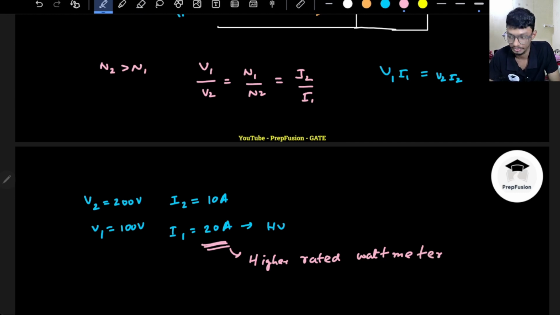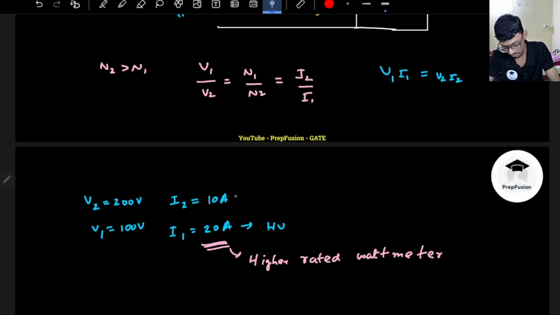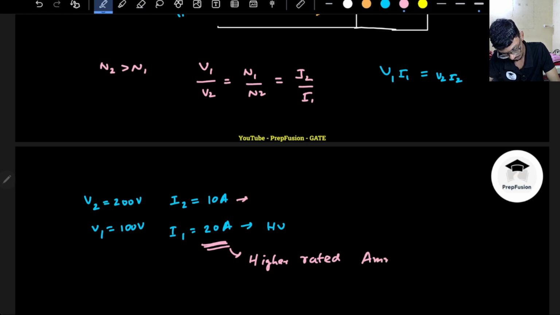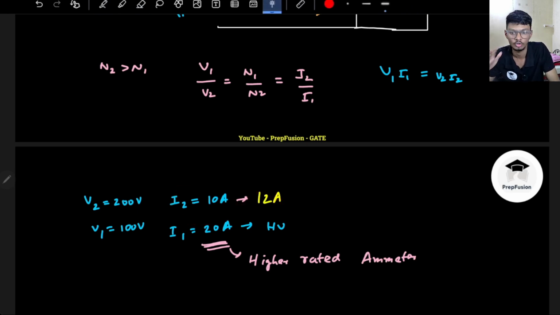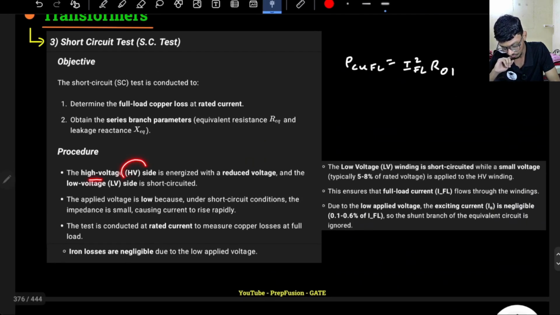I will need higher rated wattmeter. But here, I will not need higher rated wattmeter. Sorry, not wattmeter, I will need a high rated ammeter. But here if I perform it, the ammeter rating will be around 12 ampere, something like that. So I save on cost, and of course I don't have to pass that huge amount of current, I have to pass a low amount of current. So that is the advantage basically. That is the only reason we choose the high voltage side to perform the operation. In open circuit test we chose the low voltage side, in short circuit test we choose the high voltage side.